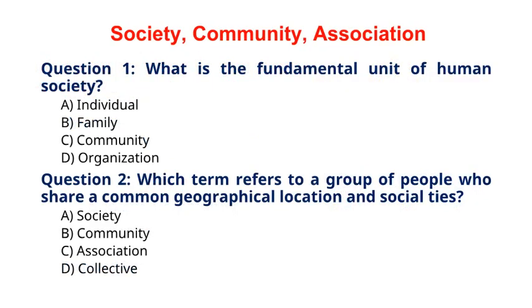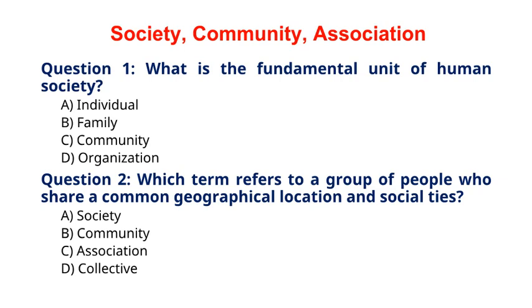Let us try to solve important MCQs one by one from the topic Society, Community, Association. Question 1. What is the fundamental unit of human society? A. Individual. B. Family. C. Community. D. Organization. The correct answer for question 1 is option A. Individual.